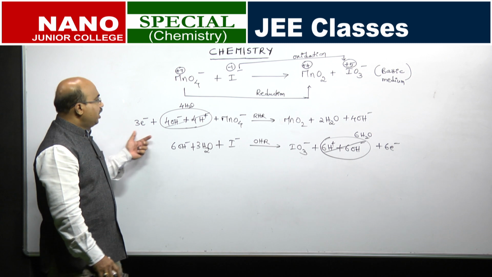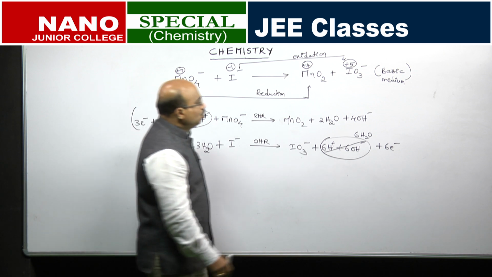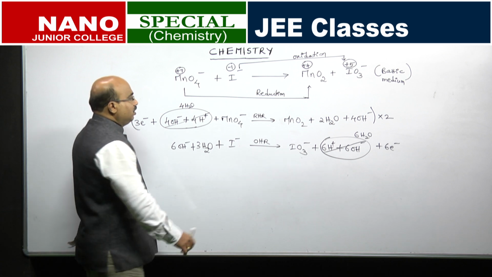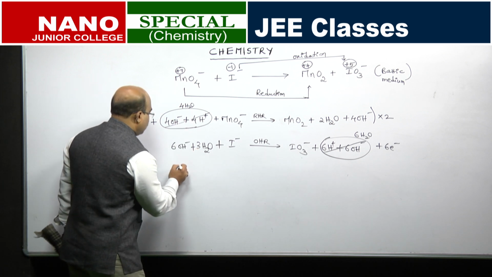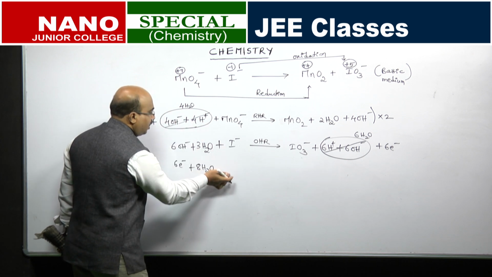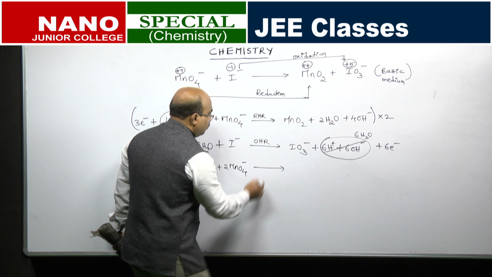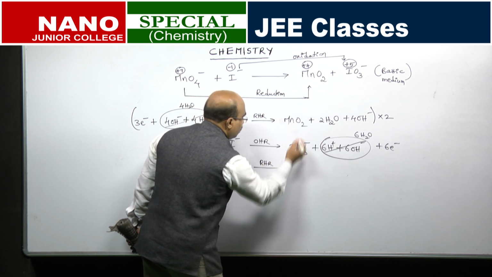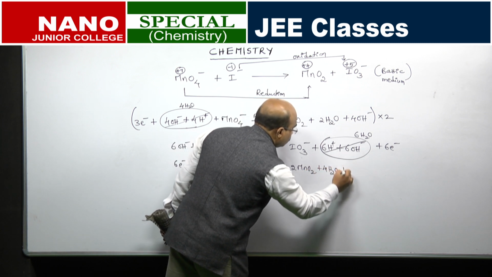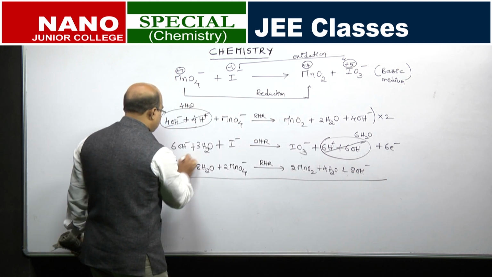Now, 3 and 6. So, multiply this equation only with 2, so that they become equal. Now, write down here. So, this is 6 electrons, 8 H2O. This equation we are multiplying and writing 2 MnO4 minus, which is the reduction reaction, 2 MnO2, 4 H2O plus 8 OH minus. Now, add, that is it.